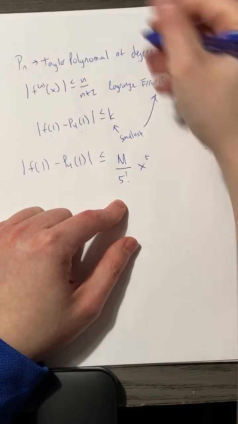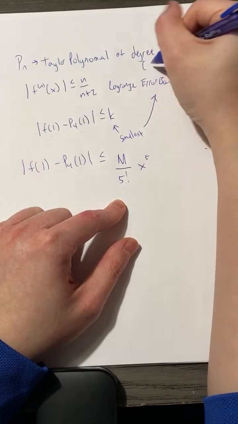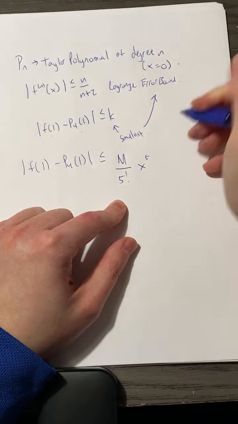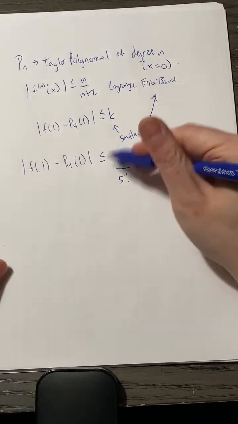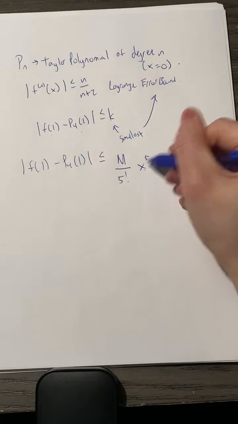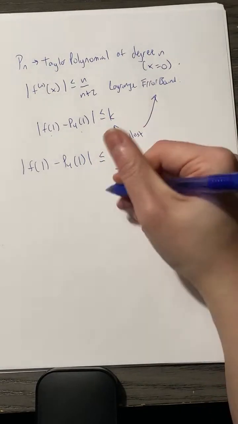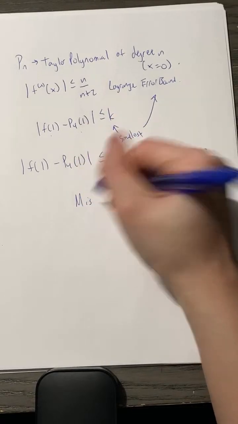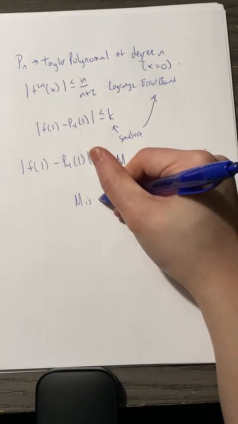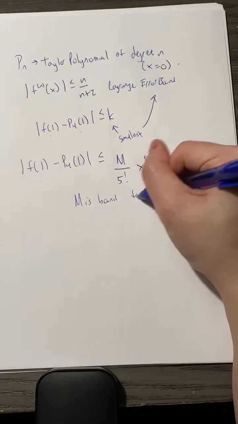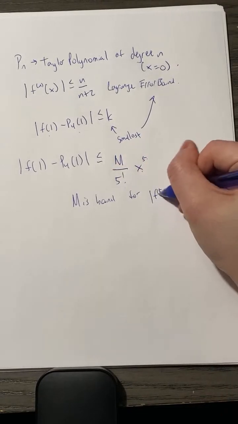This Taylor series, by the way, is around x equals 0. It's a Maclaurin series. So again, this is the Taylor series formula every single time. X to the fifth over 5 factorial. And what M is, M is the bound of the fifth derivative. So M is the bound for f5.